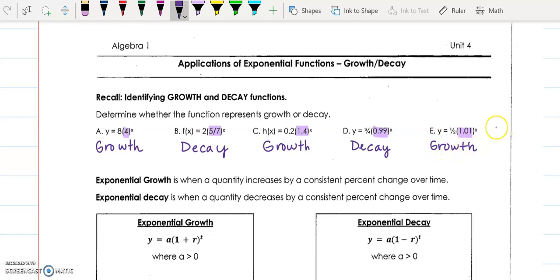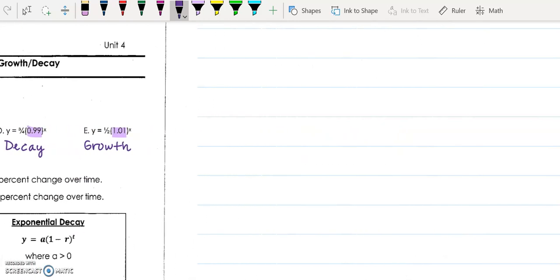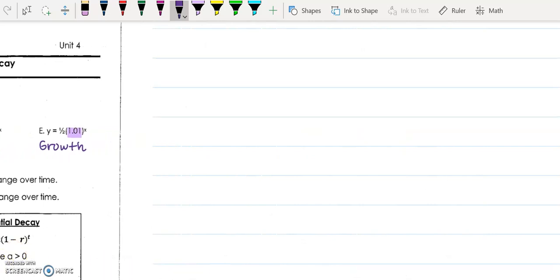Now I want to talk for a few minutes about growth factor versus growth rate. The base value in each of these tells us whether the function is growing or decaying. However, the growth rate or decay rate tells us how fast it's growing. So we're going to take a few minutes to talk about that. So when we're talking about growth factor, which is the base of our function, we are looking at the number that's holding up the exponent.